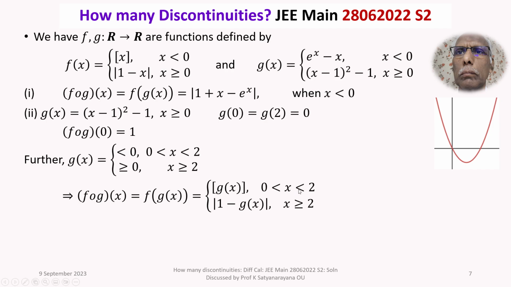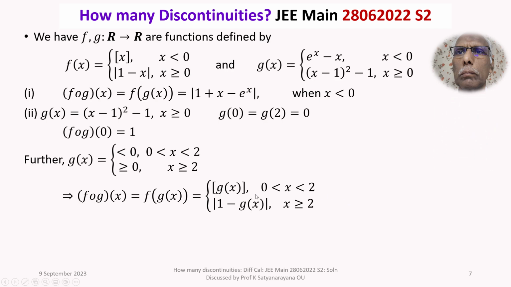When 0 less than x less than 2, g of x is negative. So, when it is negative, the definition of f is bracket x, that is bracket g of x. And when g of x greater than or equal to 0, then f of x will be mod of 1 minus g of x, when x greater than or equal to 2.